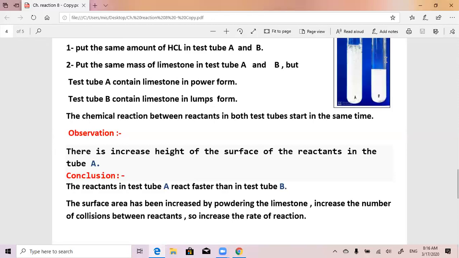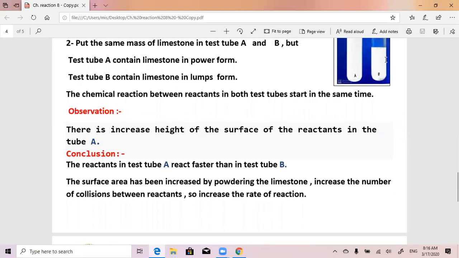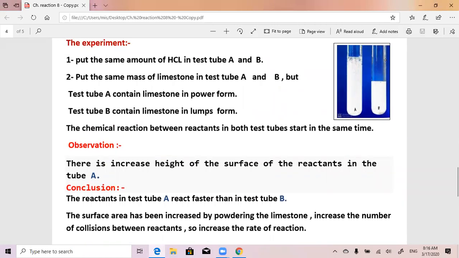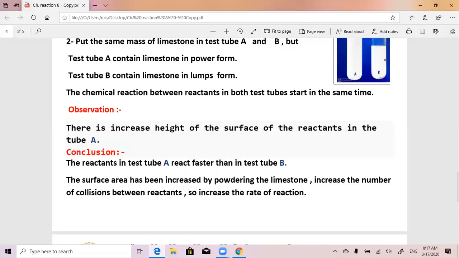Initiate the reaction. The chemical reaction between the reactants starts in both test tubes at the same time. Observation: what will we notice? The surface of the reactants is increased in test tube A compared to test tube B. Explain this observation. We say here that the reactant in test tube A reacts faster than in test tube B.